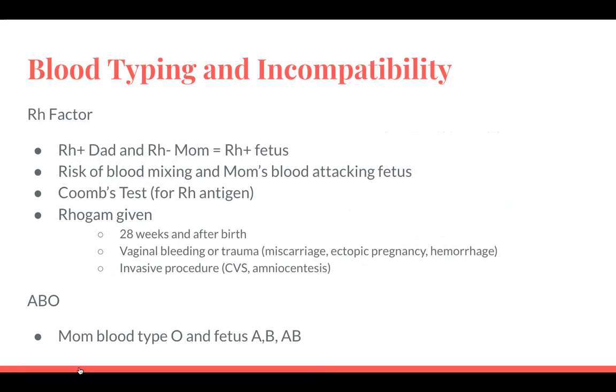which is why we give the test to determine if RhoGAM needs to be given at 20 weeks. So it should be given at 20 weeks and after birth. There could be vaginal bleeding or trauma, or if there's an invasive procedure, something like that. And ABO blood typing, just be aware of that.